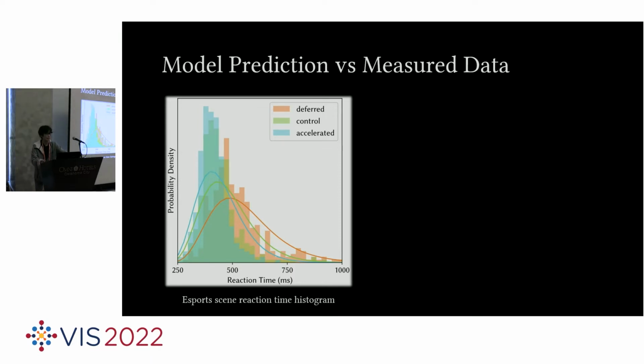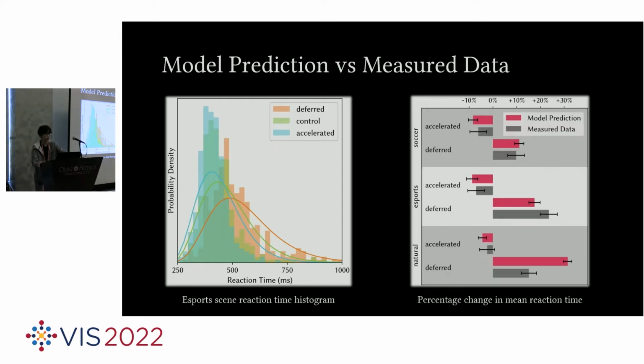Our model succeeds in predicting the trends of each group reasonably well, and looking at the average change in reaction times compared to the control condition, we see that our model is able to predict those as well.